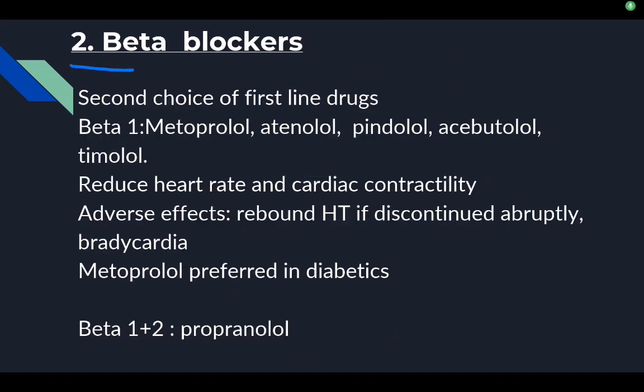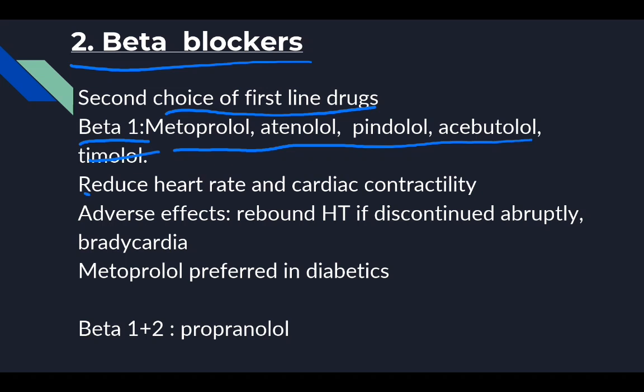So next class of drugs are beta blockers. These are the second choice of first line drugs, which means in the patients in which we can't give diuretics, we use beta blockers. Beta 1 blockers are metoprolol, atenolol, pindolol, acebutolol and timolol. These drugs reduce heart rate and cardiac contractility. As we know, on the heart beta 1 receptors are dominantly present. So beta 1 blockers act by reducing heart rate and cardiac contractility.